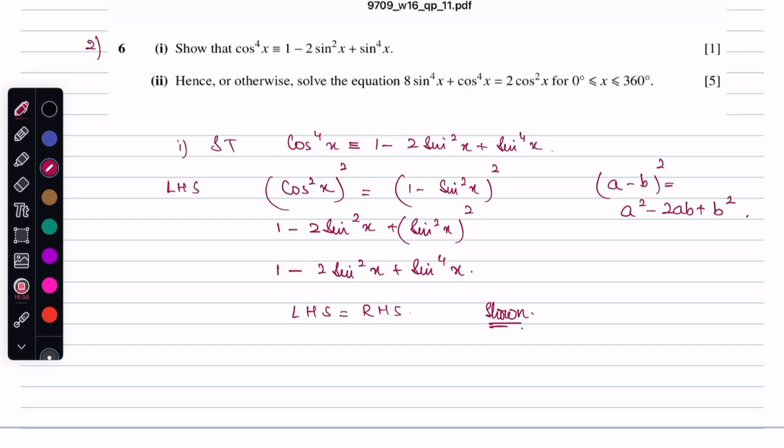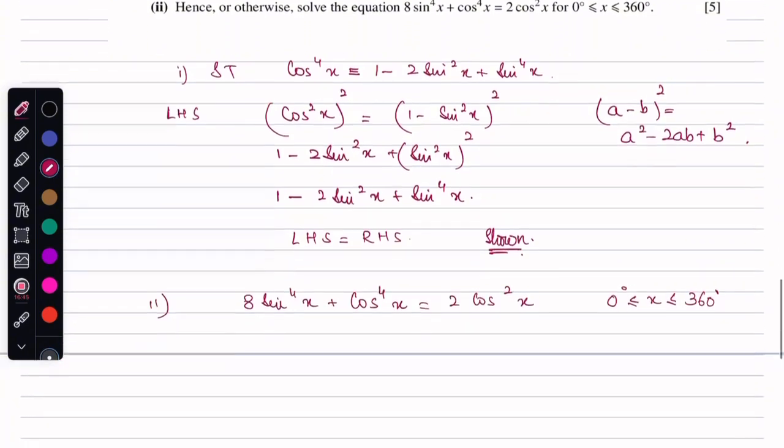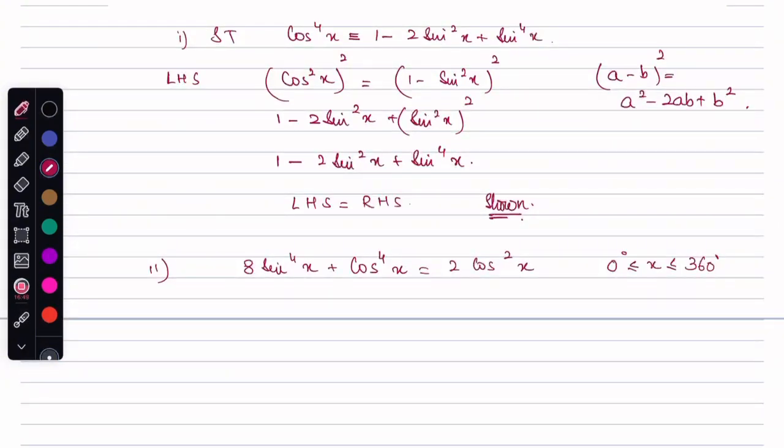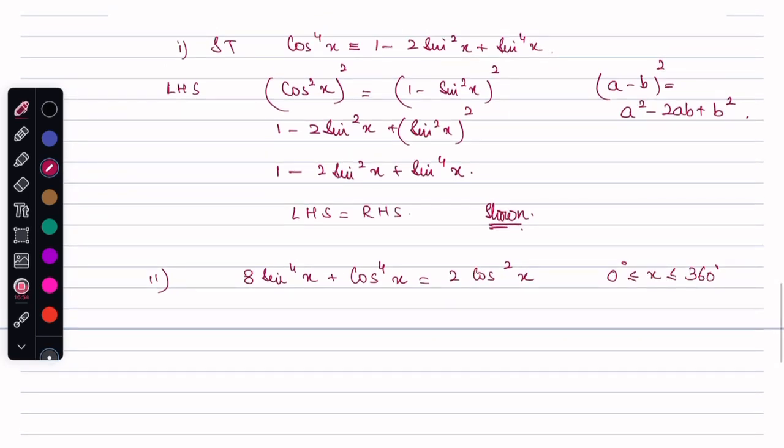Second part, hence or otherwise solve the equation 8 sin^4 x + cos 4x = 2 cos^2 x for 0 to 360 degrees. So let's start solving this question. To solve 8 sin^4 x + cos 4x = 2 cos^2 x, I know here that this cos 4x, we have already solved this in part 1.